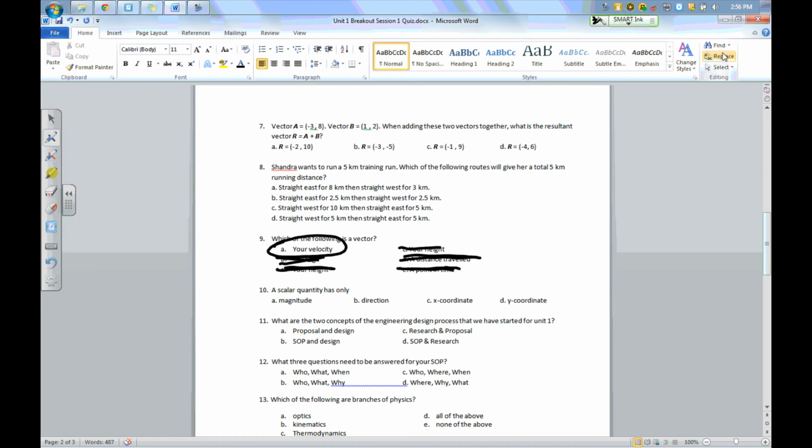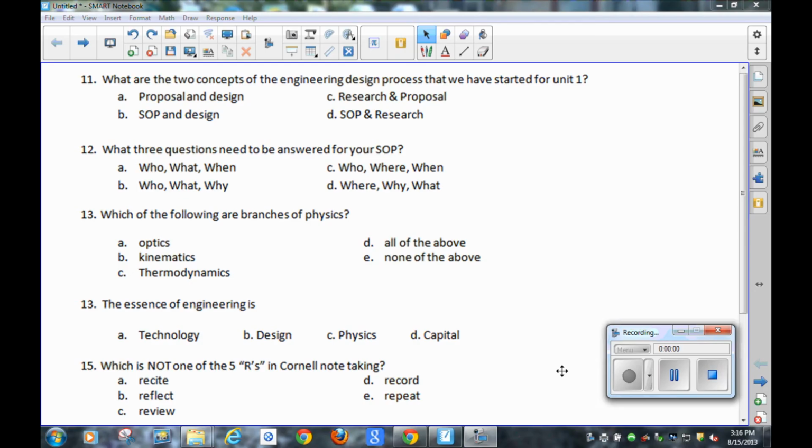Problem number 10. A scalar quantity has only magnitude or direction, an x-coordinate or a y-coordinate. A scalar will be defined only by magnitude. The direction does not matter when talking about a scalar quantity. For question number 11, what are the two concepts of the engineering design process that we have started for Unit 1? The answer should be D, SOP, or Statement of Purpose and Research.